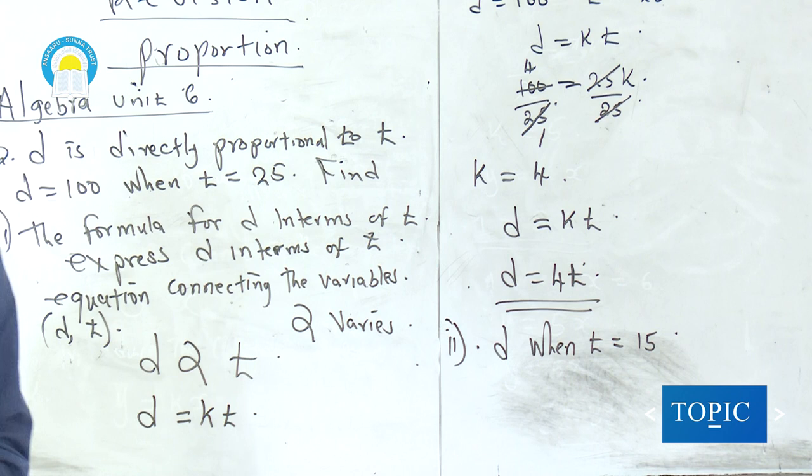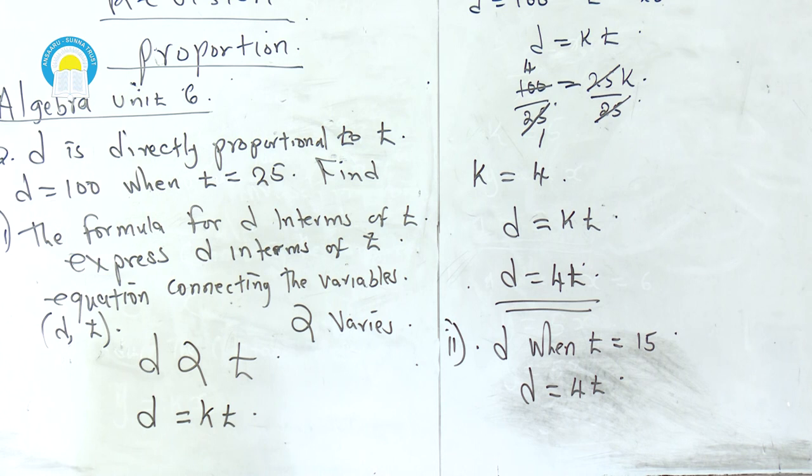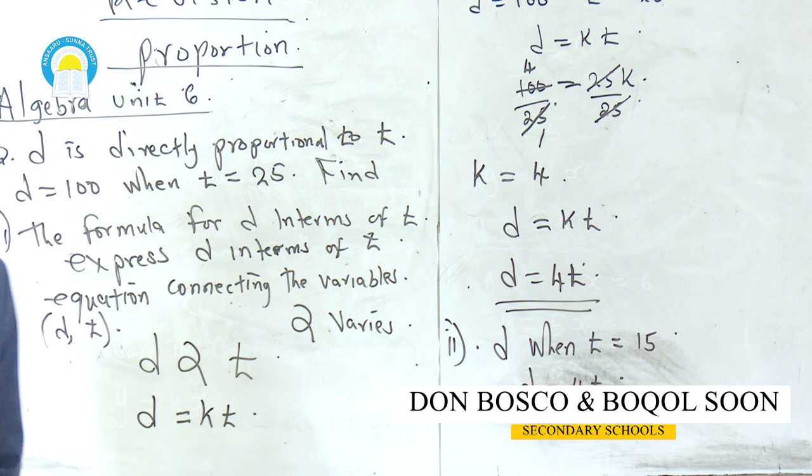Now, we said D is equals to 4T. That is the equation that is connecting the variables. Now, it means you're going to substitute the value of T in the equation.